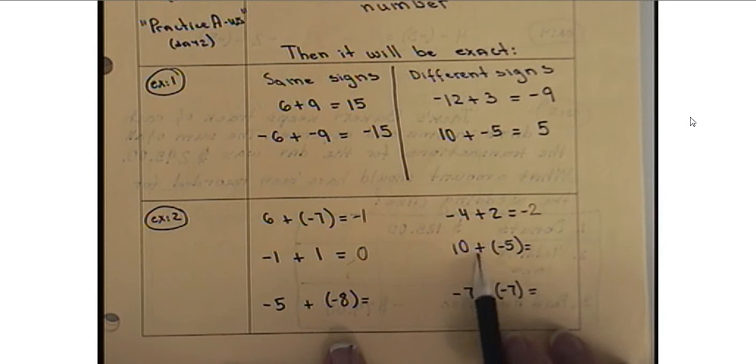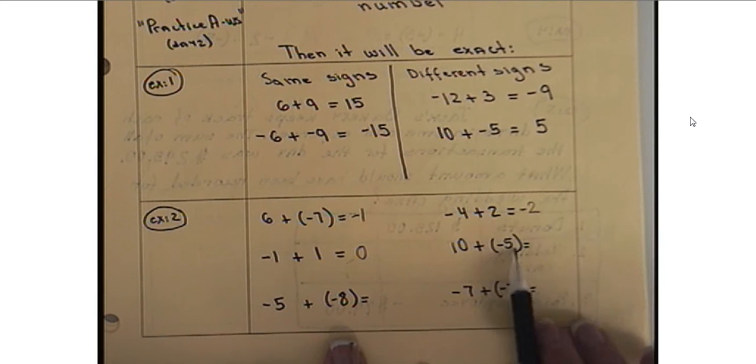Negative 1 plus 1. What's the difference between 1 minus 1? It is 0. Do we put a negative sign in front of 0? No, we don't. 0 is 0. 0 can't be negative or positive. 0 is always 0.